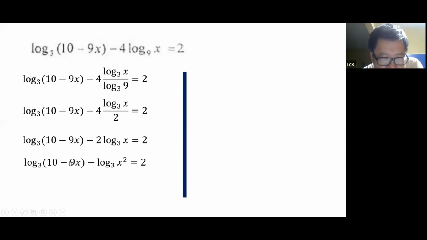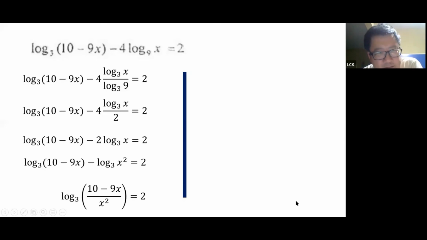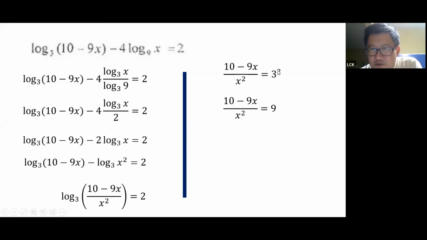And this minus means that these 2 expressions here got to be divided, which I've done here. All right? And 10 minus 9x divided by x squared simply is equal to 3 to the power of 2. 3 is the base. So it's equal to 3 to the power of 2, which is here. All right, how do I know 3 is the base? Because 3 is the base here. 2 is the exponent. All right, 3 to the power of 2 is 9. 9x squared, all right.